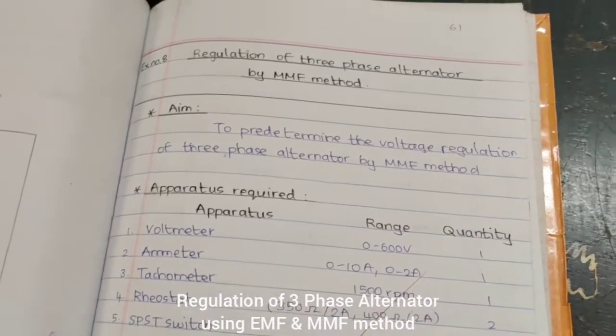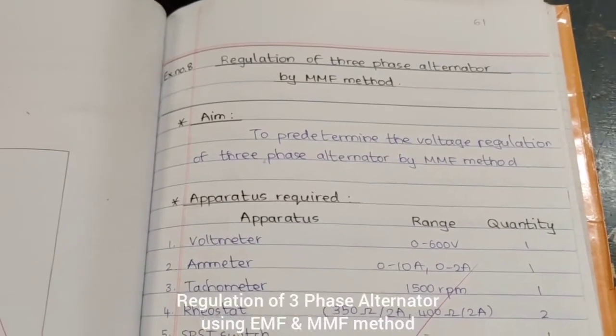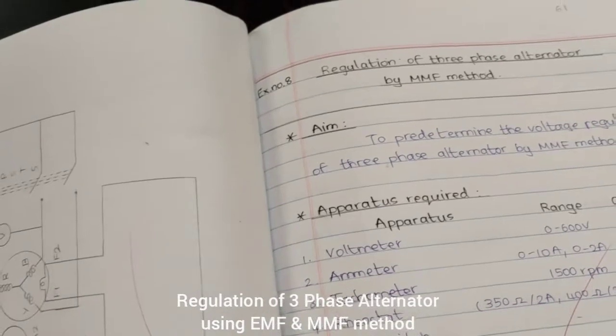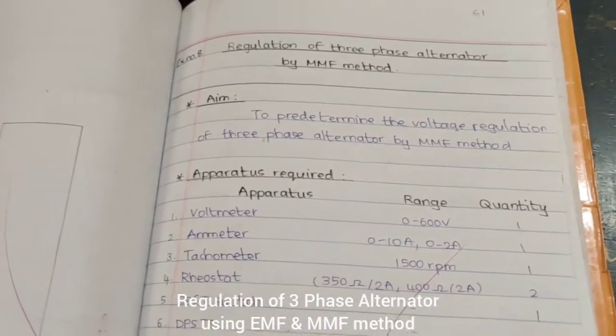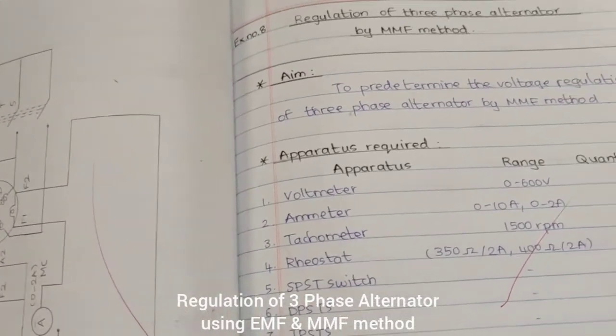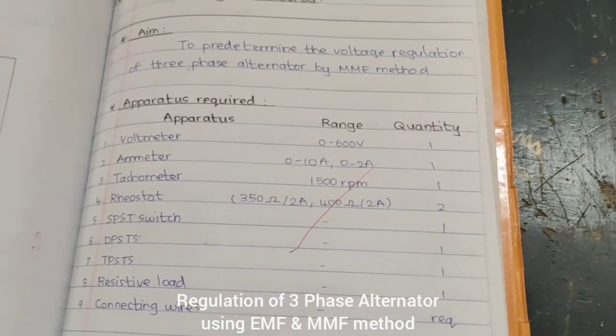The experiment we are going to discuss now is regulation of a three-phase alternator using the MMF method and the EMF method. The procedure for doing both experiments is going to be similar. They differ only by the formula used in the EMF method and the MMF method. Otherwise, the readings are going to be the same.